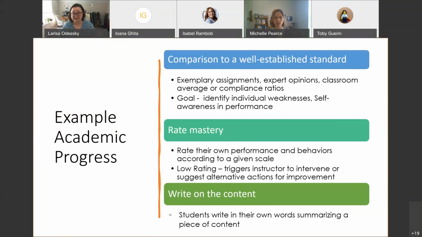And the thing here is it sets up a mechanism. So if the rating of mastery is, let's say, 1 star out of 5, would not recommend, it would trigger an instructor to intervene and suggest alternatives or improvement, or catch those students before it is bad. And write on their content. So they summarize in their own words. Don't quote me something. Let it come from you.